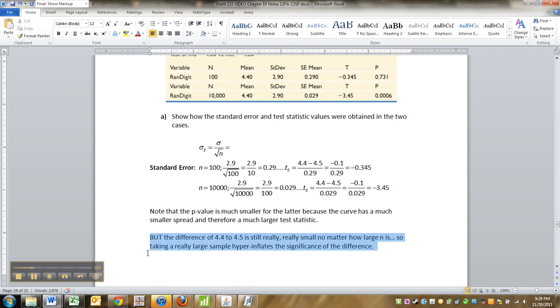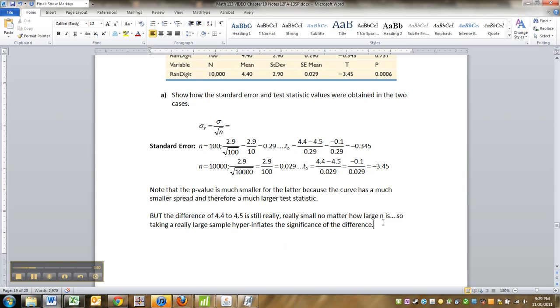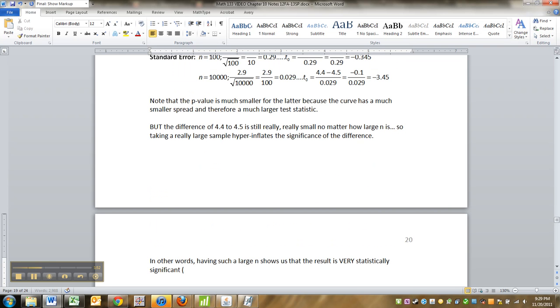Okay, but the difference of 4.4 to 4.5 is still really, really small, no matter how large n is. So taking a really large sample hyperinflates the significance of the difference. In other words, having such a large n shows us that the result is very statistically significant, right, when n equals 10,000. But in practical terms, the difference between 4.4 and 4.5 is negligible for most things.